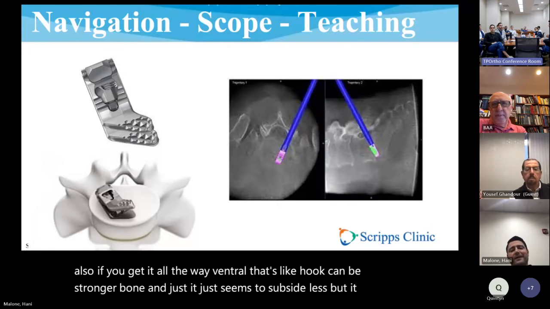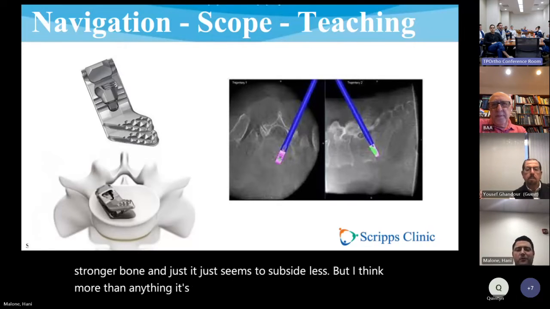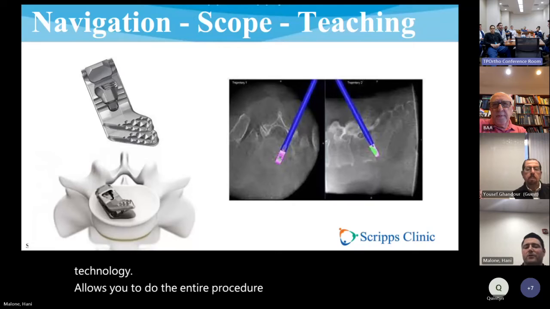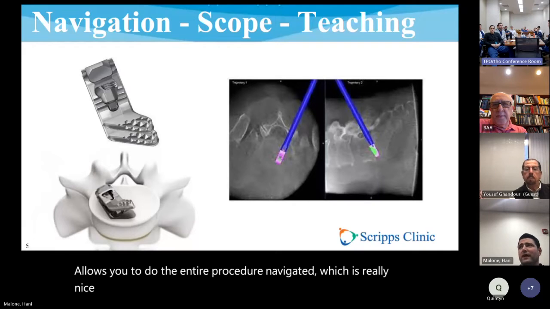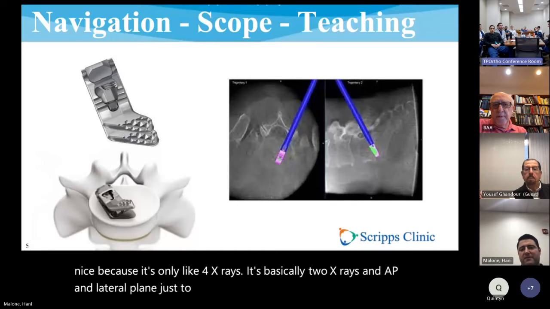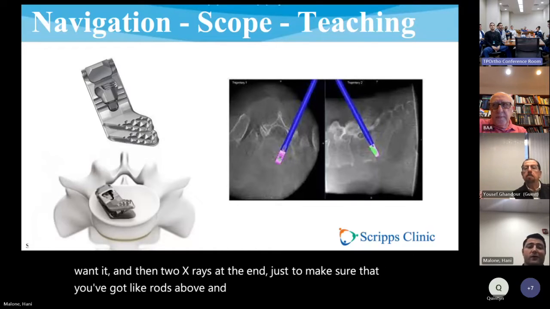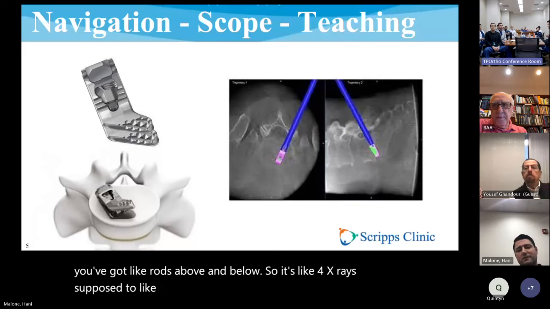But I think more than anything, it's from a manufacturer with prior navigation technology that allows you to do the entire procedure navigated, which is really nice because it's only like 4 X-rays. It's basically 2 X-rays, an AP and lateral, just to make sure that everything is where you want it, and then 2 X-rays at the end just to make sure that you've got rods above and below. So it's like 4 X-rays as opposed to like 4,000. So the navigation is really nice.